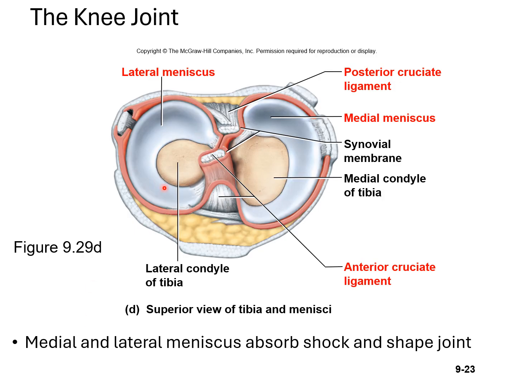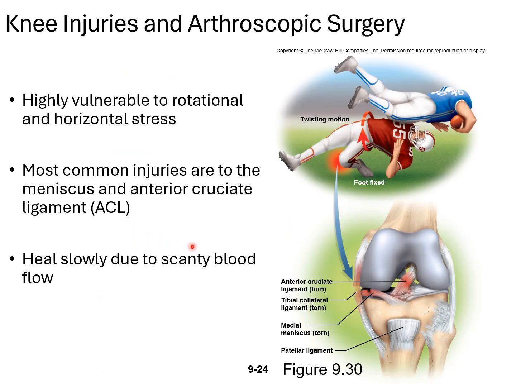Now we can take a look at the C-shaped cartilages, the medial meniscus and lateral meniscus. Also during knee surgeries, these can be replaced by a Teflon-coated type of material. And now you can see even more. If somebody is going to hit you, you can see the anterior cruciate and the tibial collateral, or the MCL, get damaged just by twisting and tearing.